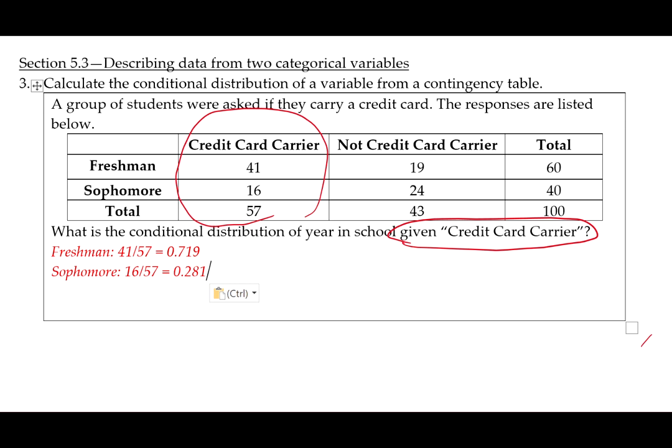So the way that we would write our conditional distribution is by looking at each of the categories of the row variable, freshman and sophomore, and computing the relative frequency for that given category of interest, which is being a credit card carrier.